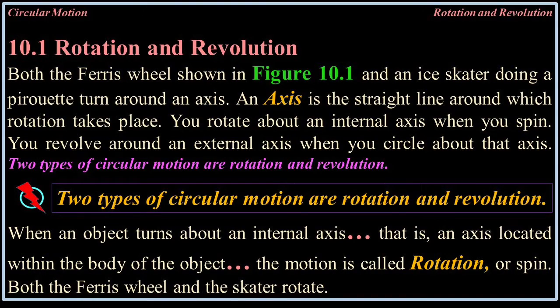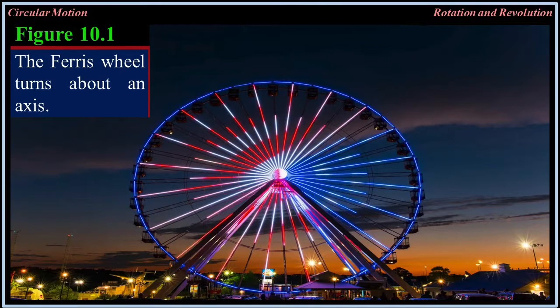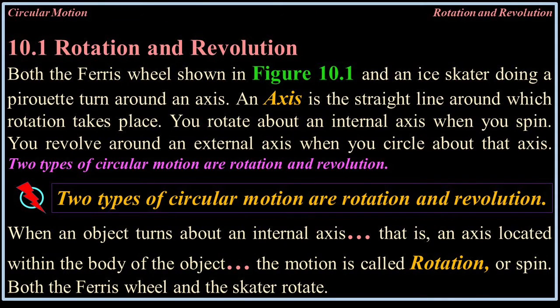10.1 Rotation and revolution. Both the Ferris wheel shown in figure 10.1 and an ice skater doing a pirouette turn around an axis. An axis is a straight line around which rotation takes place. You rotate about an internal axis when you spin. You revolve around an external axis when you circle about that axis. Two types of circular motion are rotation and revolution.